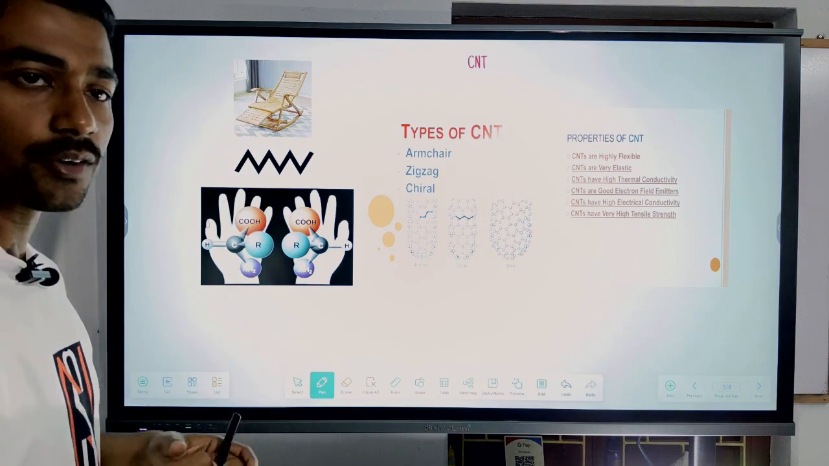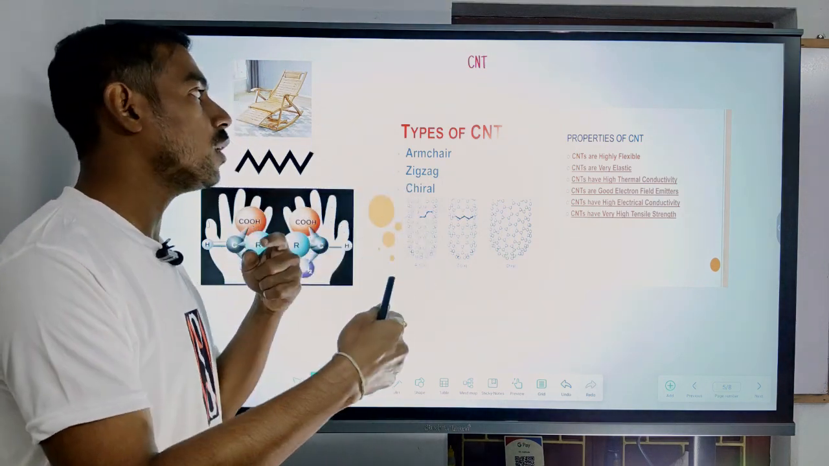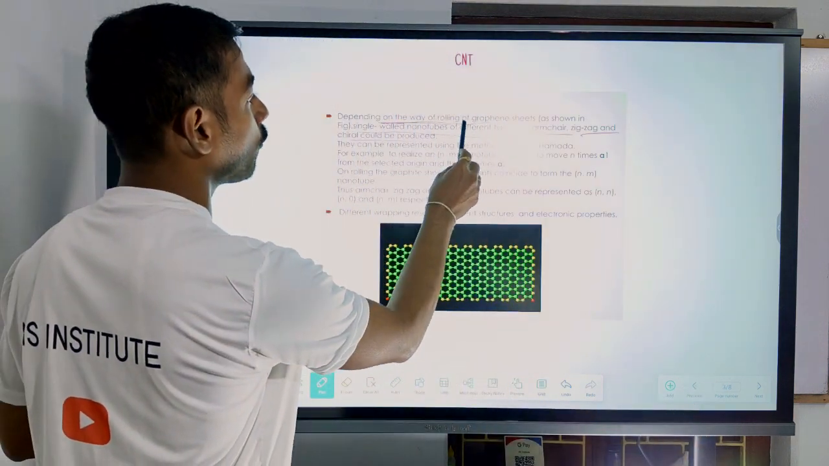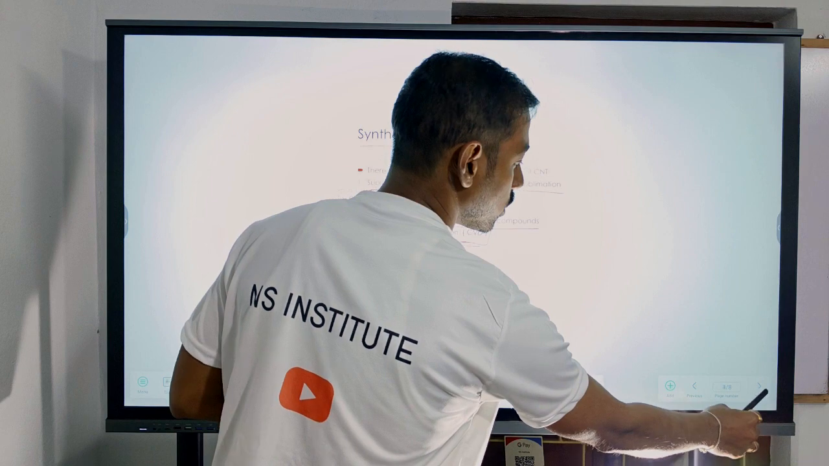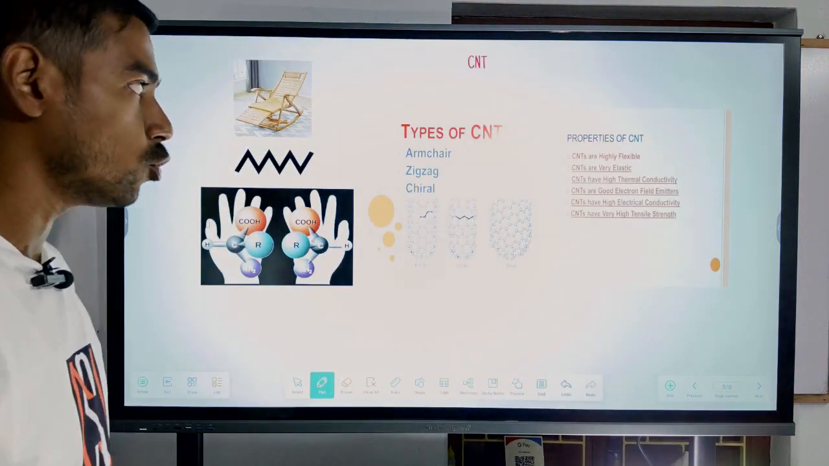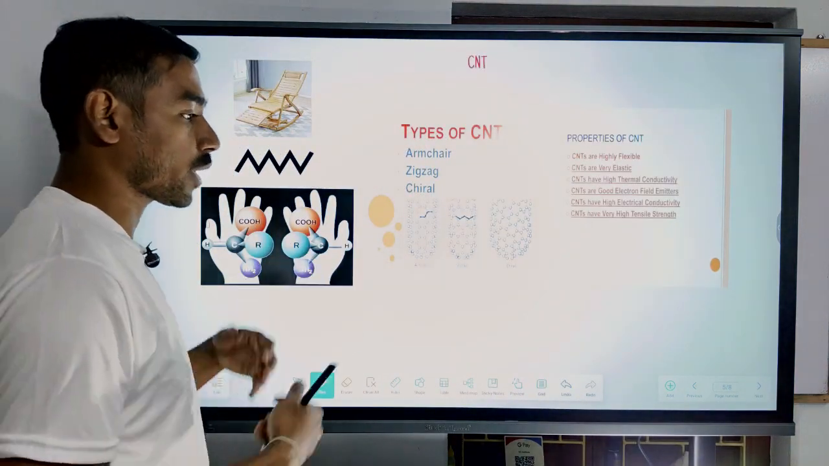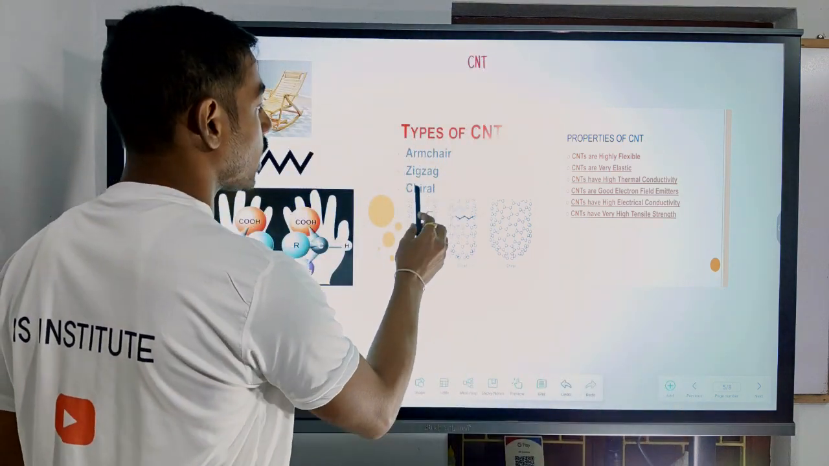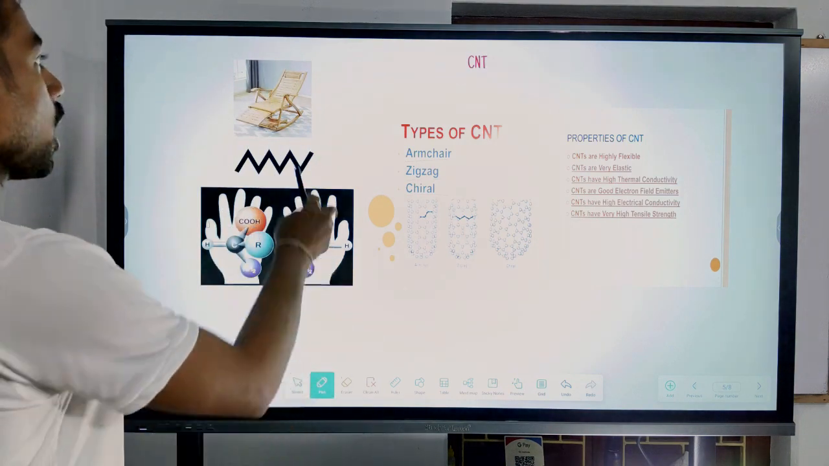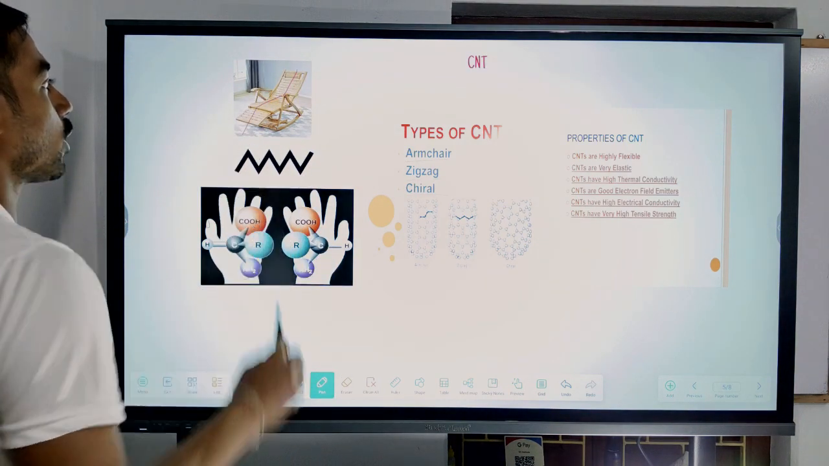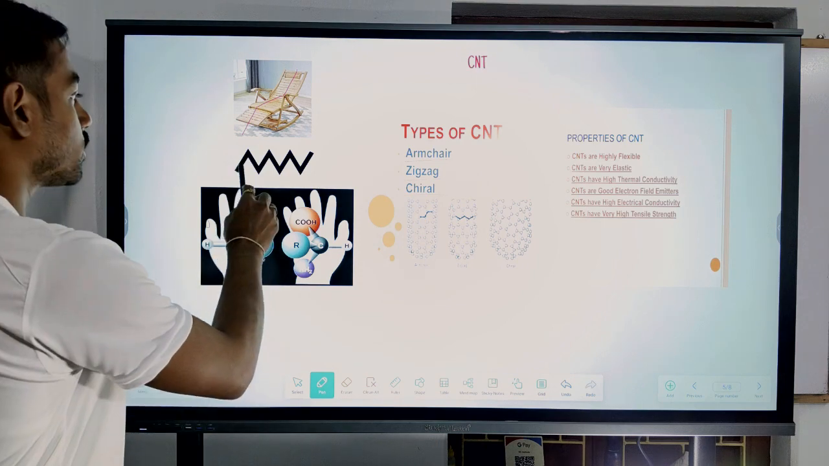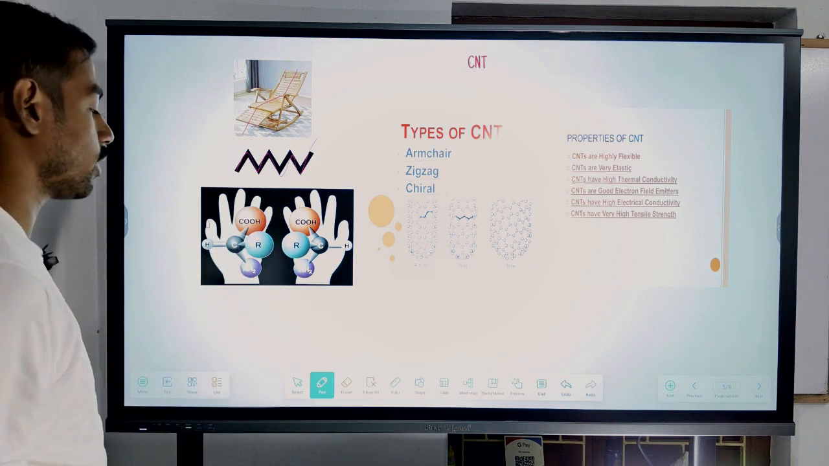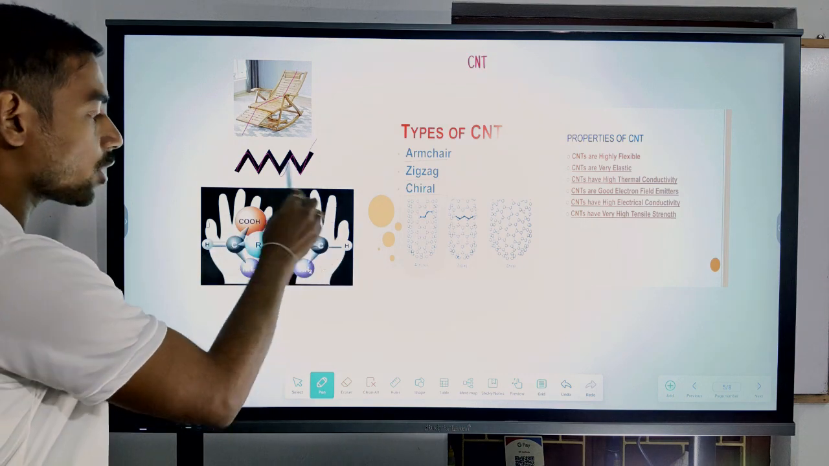So now we have already learned, right, that depending on the way of rolling of graphene sheets, this single walled carbon nanotube can be classified into different types like armchair, like zigzag, like chiral. Now what is armchair? Armchair is like this. Okay, this is the armchair. Now what is zigzag? Zigzag means like this one. And what is chiral? This is the chiral, like this tetrahedral moiety.